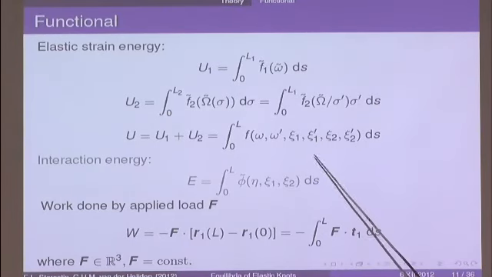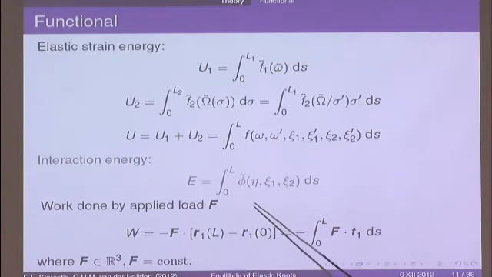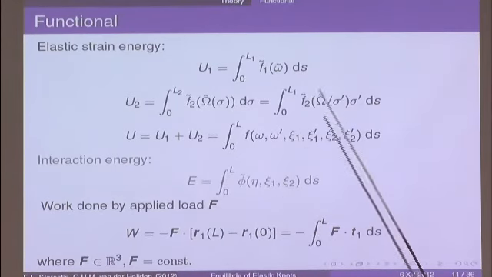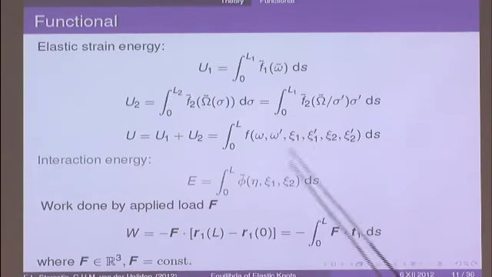There also could be interaction energy, which is assumed to be local. This is for a more general theory, and today I neglect it. So there is no interaction, only hardcore interaction between strands. And so we have this constraint at the end, which is a constant vector, essentially force, and W is the work done by this force.